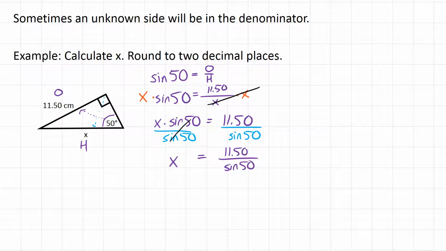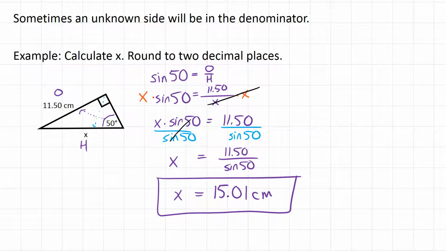And you can do this one of two ways. You can either type that into your calculator directly, or you can figure out what sine 50 is as a decimal, and then do 11.5 divided by that decimal. So I'm going to go ahead and do this calculation. 11.5 divided by sine 50 is 15 point, and we're asked to round to two decimal places, so 15.01 centimeters. And so that's how you solve for an unknown side when that unknown is in the denominator.